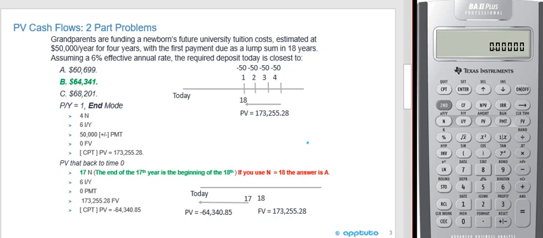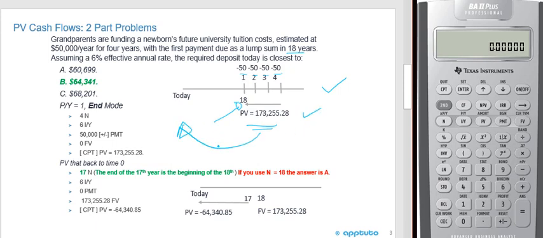There are a couple of really important things with solving these types of problems. First we're going to start with the timeline. So we read the question. The grandparents are funding a newborn's future university costs. It's going to be $50,000 a year for 4 years. And the first lump sum is in 18 years from now. So one is understanding the timeline. That's in the future. We need a certain amount, but we need to know how much that is worth today.